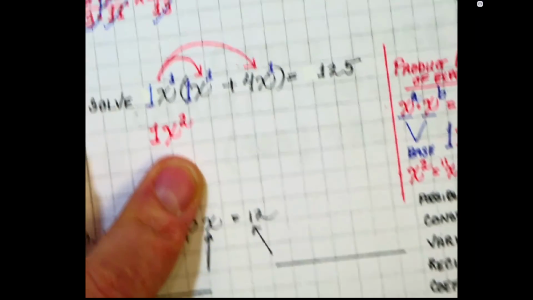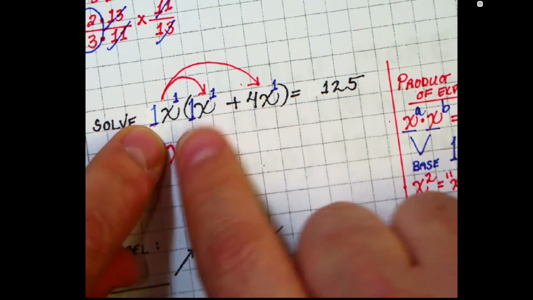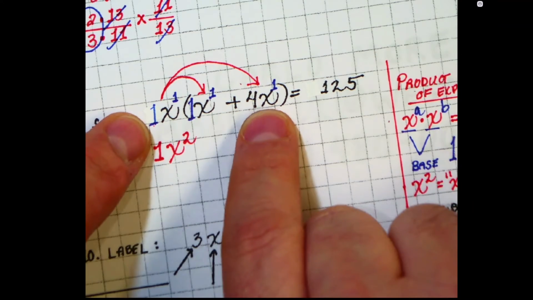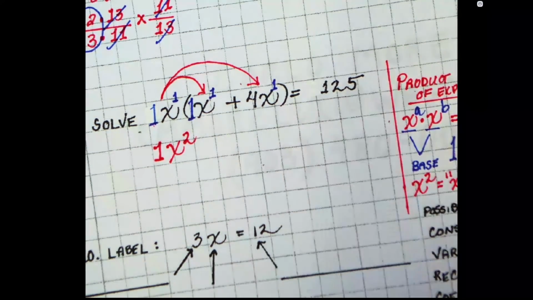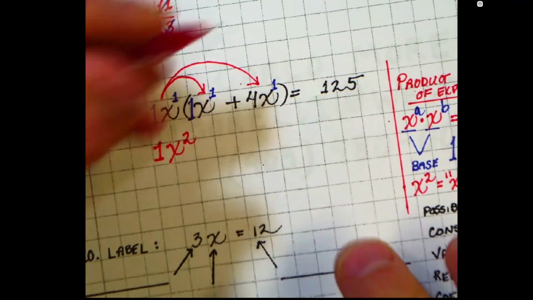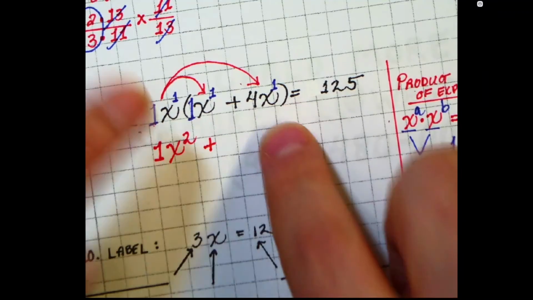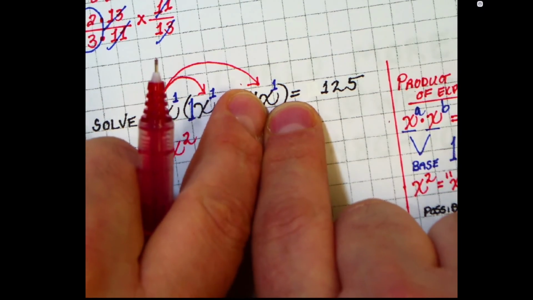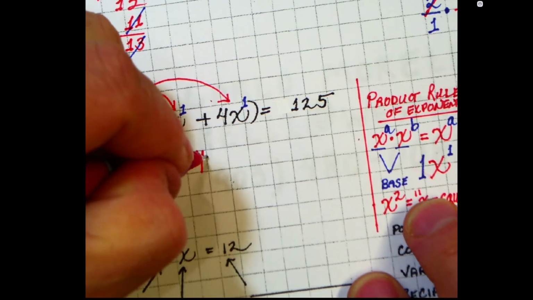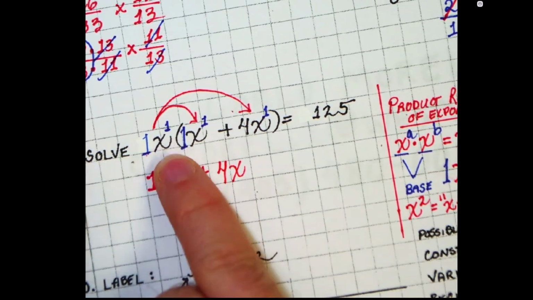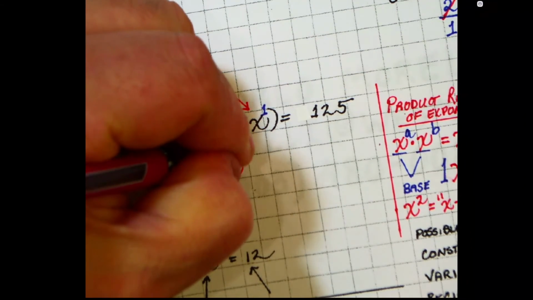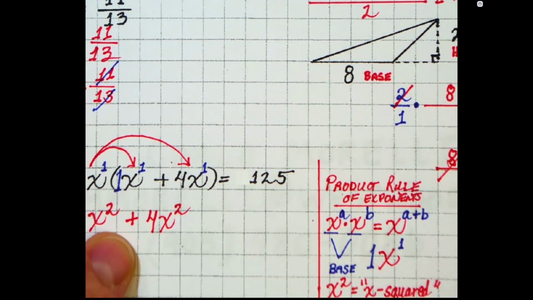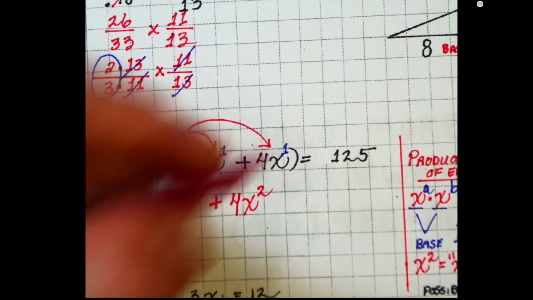Now, we have 1x squared, and now we're going to multiply 1x to the first times 4x to the first. So let's deal with these numbers first. We're going to multiply 1 times 4, and that's going to be 4. So we're going to put that plus sign. So we're going to put plus 1 times 4 is 4. Now we're here again. x to the first times x to the first. Bases are the same, so we'll write the base, and then we'll add those exponents. 1 plus 1. Okay. So again, 4x to the 2, but we know that x to the 2 is x squared, so we say 1x squared plus 4x squared. And we'll write equals 125.